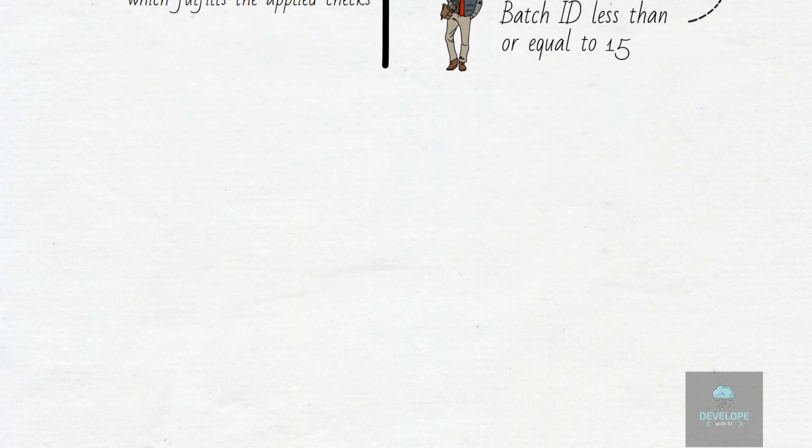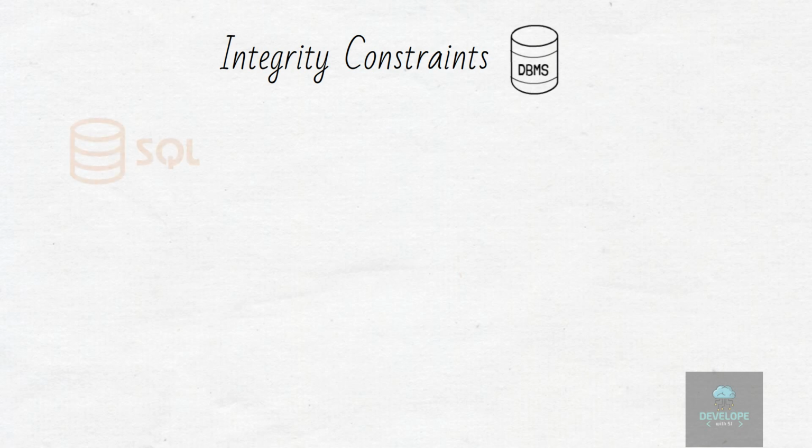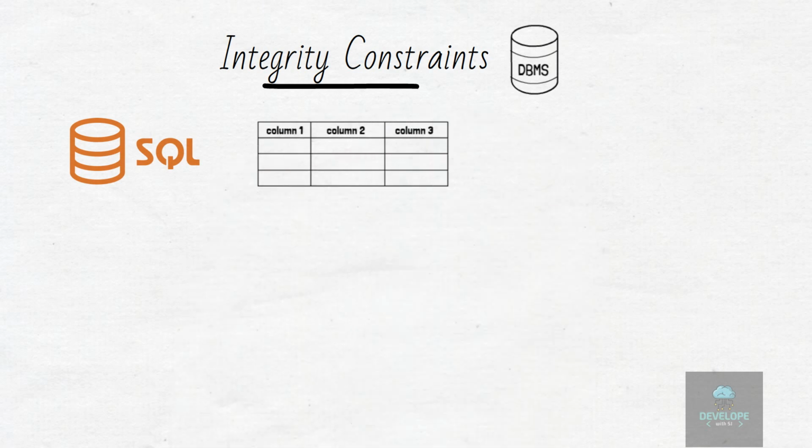So, this was it regarding the concept of different integrity constraints in DBMS. In our SQL series, we shall once again discuss these constraints and learn how to apply these constraints on a table in a database using SQL language.